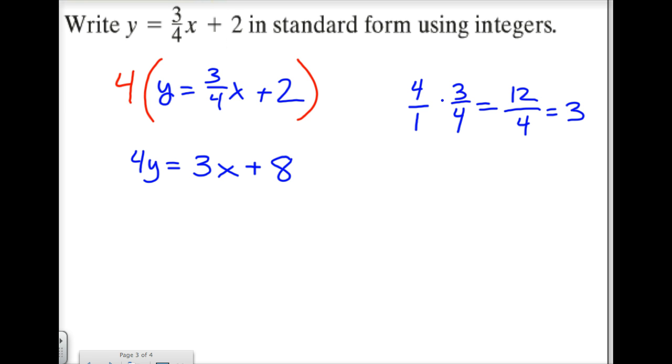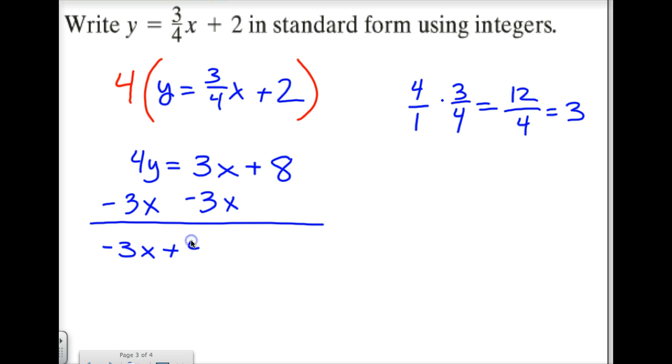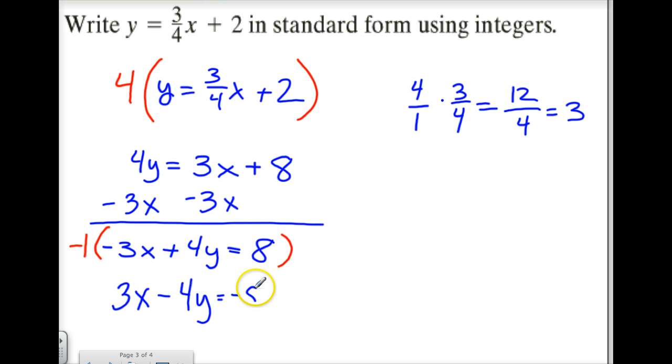Again, I still have to have the x in front. And so I'm going to subtract 3x. So I end up with negative 3x plus 4y equals positive 8. Now the textbook will ask you to have a positive x value. If you do end up with a negative x value, what you can do is you can multiply the entire equation by a negative 1. And when you multiply by a negative 1, it changes all of the signs. So the solution is 3x minus 4y equals negative 8.